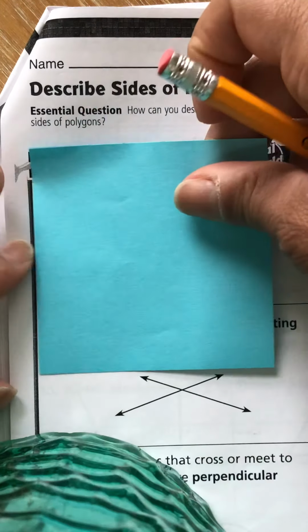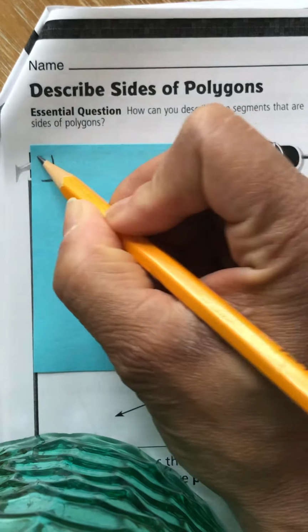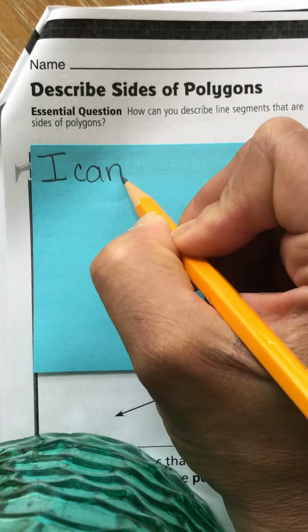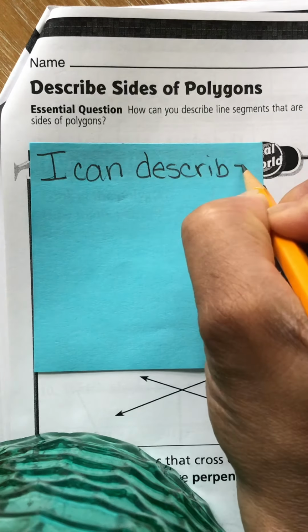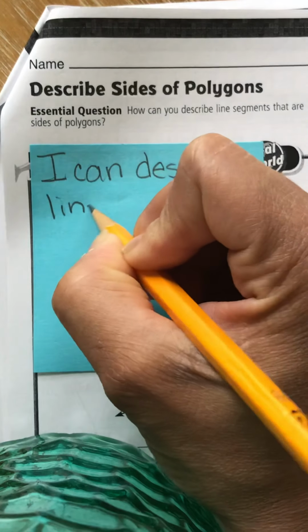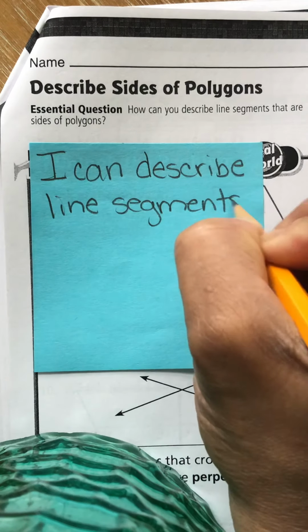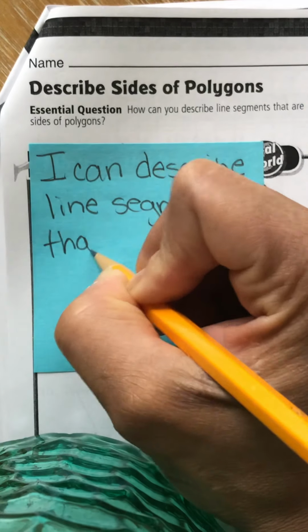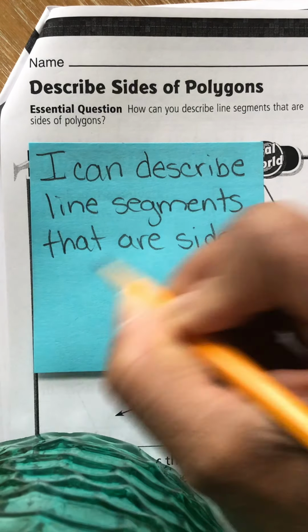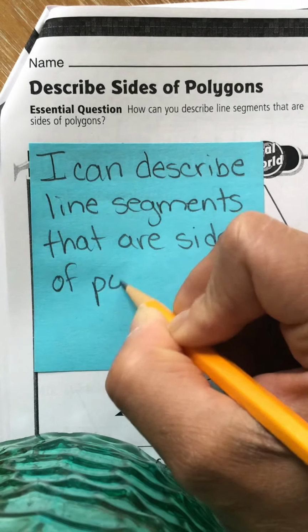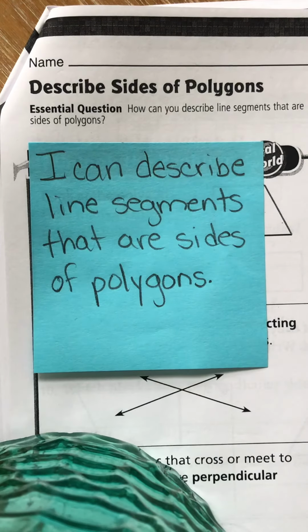So let's change this a little bit, and instead of saying how, we're going to write I can describe line segments that are sides of polygons. Now, I've talked about different line segments probably over a week ago.